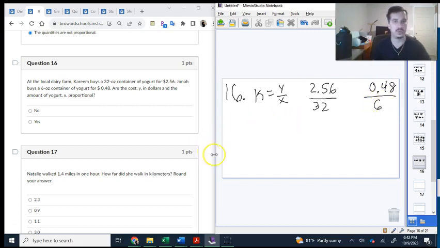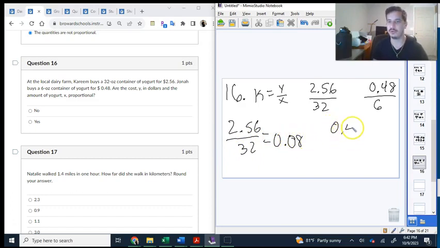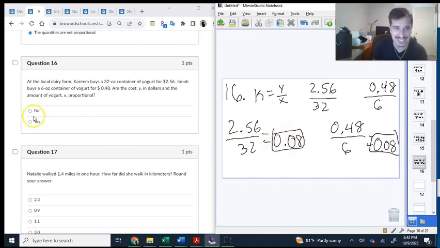So when we do 2.56 over 32, our constant of proportionality is 0.08. Then when we do 0.48 divided by 6, it will also be 0.08. Since these are the same, yes, the cost Y in dollars and the amount of yogurt X are proportional.